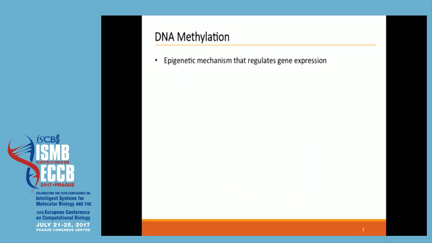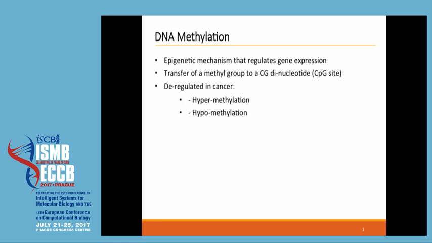To give you some background on methylation, DNA methylation is the most widely studied epigenetic mechanism of gene expression regulation. It refers to the transfer of a methyl group to cytosines in CG dinucleotides, which are known as CpG sites. It's widely deregulated in cancer. Hyper and hypomethylation refer to a gain and loss of methylation in cancer relative to normal tissue, and it's typically thought of as being inversely associated with gene expression.